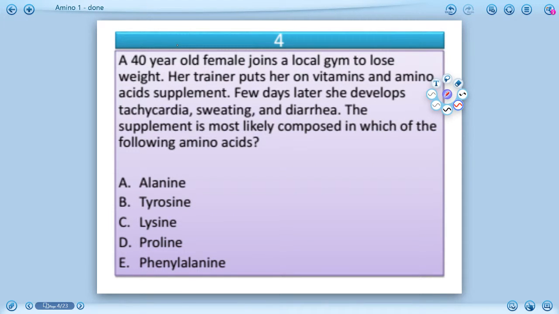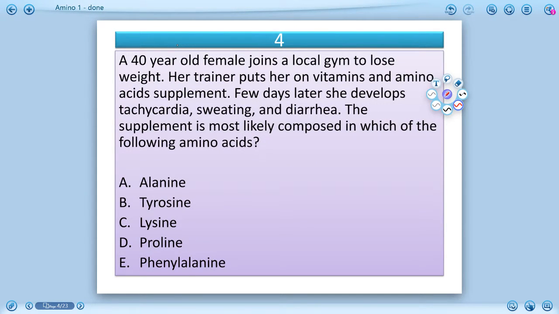Number 4. A 40-year-old female joins a local gym to lose weight. Her trainer puts her on vitamins and amino acid supplements. A few days later, she develops tachycardia, sweating, and diarrhea. Tachycardia means increased heart rate. So that's increased heart rate, sweating, and diarrhea.